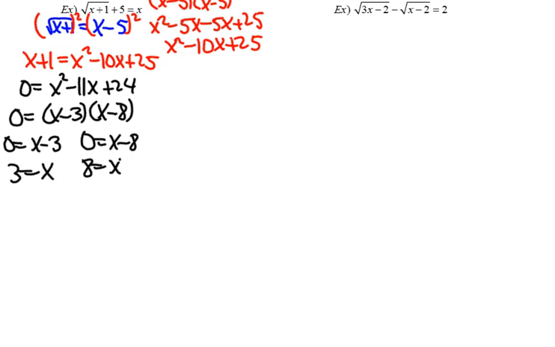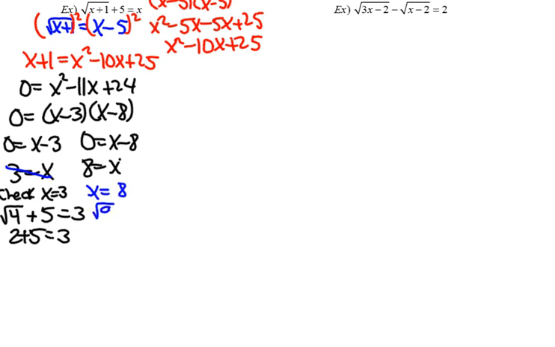Let's check to make sure that both of these are solutions. When I plug in 3, 3 plus 1, that's 4, square root is 2, plus 5. So that's 2 plus 5. That does not equal 3. So we know x equal to 3 is not a solution here. Now, let's check x equal to 8. So 8 plus 1, that's 9. Square root of 9 is 3 plus 5. That is 8. So my solution here is 8.